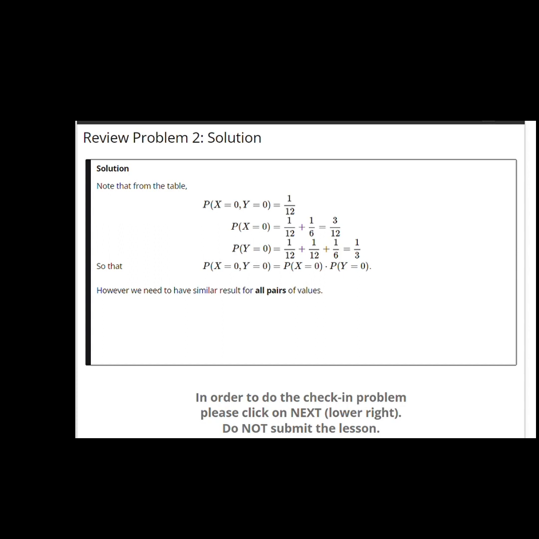We need to have a factorization like that for every pair of values. Let's take another, x equals 1 and y equals 1. That joint probability is 1/3, whereas when I computed the probability x equals 1, I got 5/12, and the probability y equals 1, I got 2/3. The joint probability in this case is not equal to the product of the two marginal probabilities. So the random variables x and y are not independent, they're dependent.